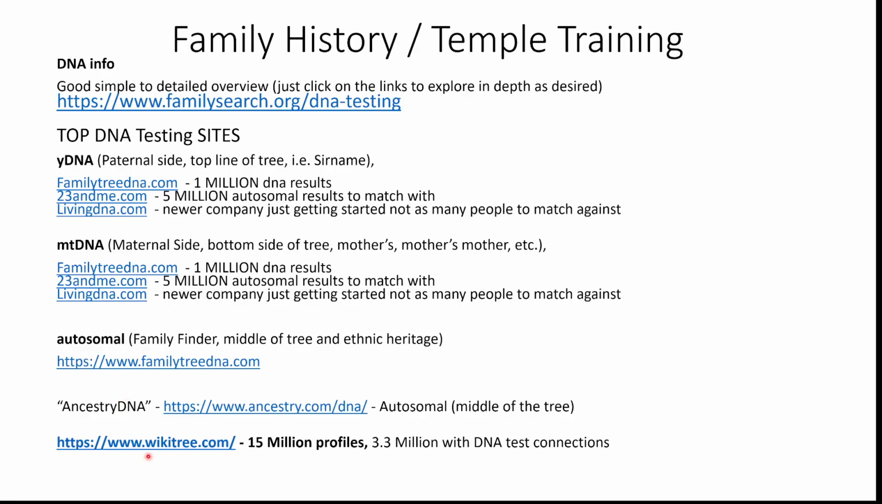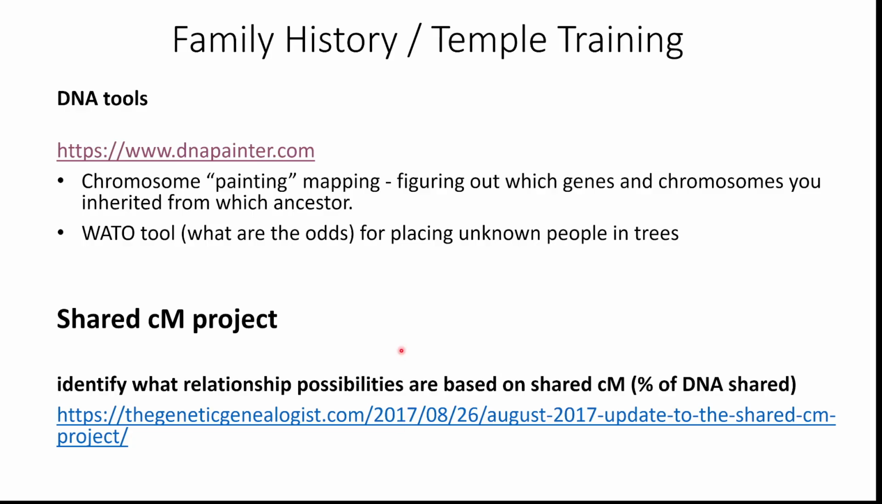There's also wikitree.com. They have 15 million profiles, 3.3 million with DNA test connections. So if you're looking for DNA test connections, WikiTree is also a good way to do it. Their site is a little bit slow, not as easy to use, and there's a lot of click here and wait for a user to respond before you merge. And so that really slows things down. But if you're looking for the Y-DNA in connection with the pedigree, it's a great place to go.